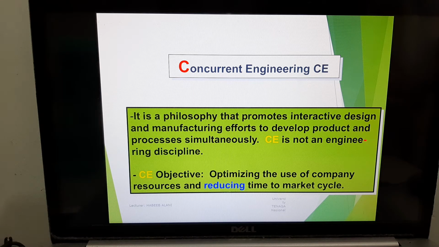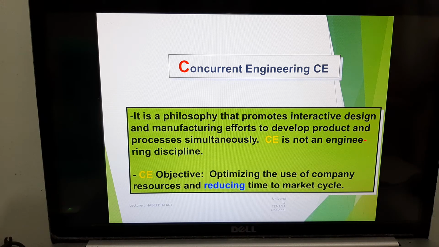If you see, they come in clusters. The British have their own style of manufacturing practices, the Americans have their own style of manufacturing processes. So each and every cluster has its own style of manufacturing processes. So now let's look at concurrent engineering.